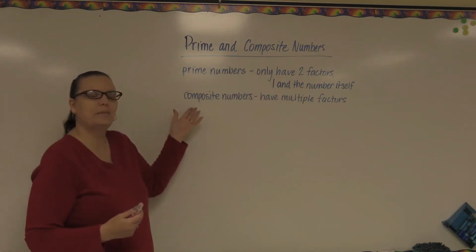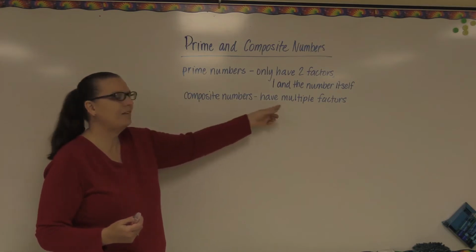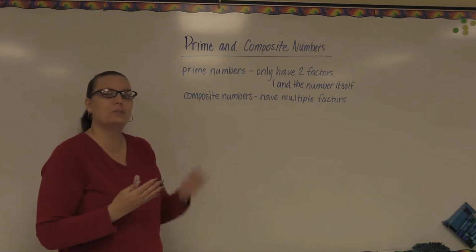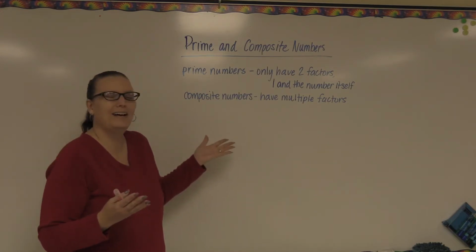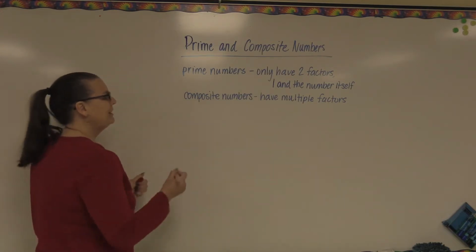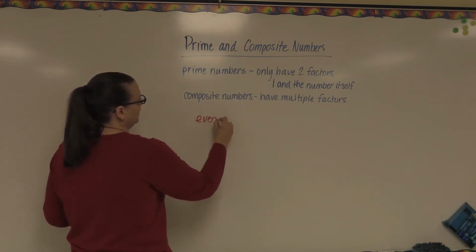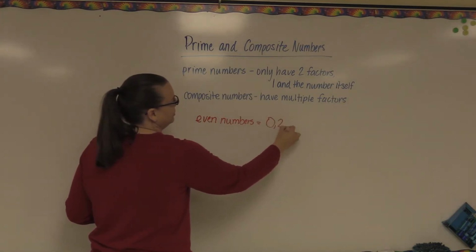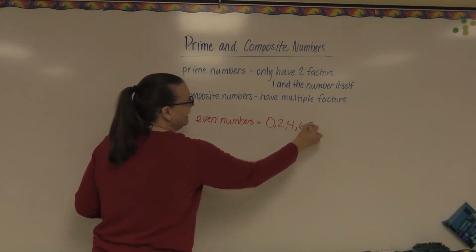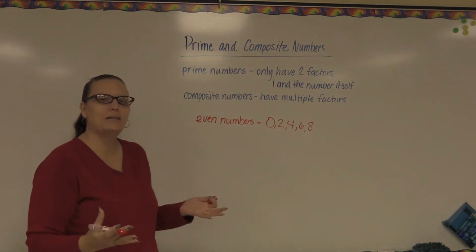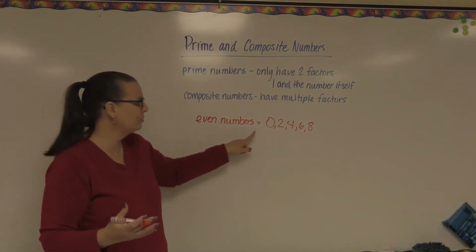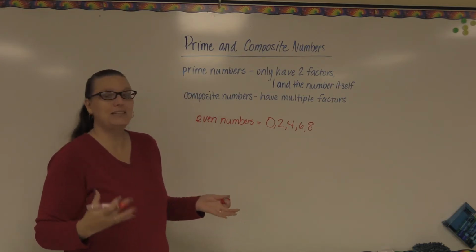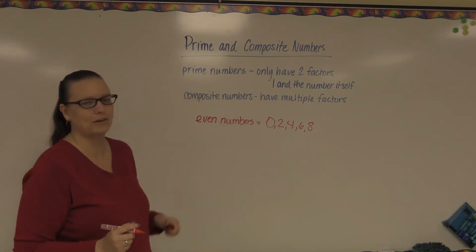Composite numbers are a little bit more complex. Composite numbers have multiple factors. One trick that I want to teach you to be able to tell whether a number is prime or composite is whether or not the number's even. Remember, even numbers are 0, 2, 4, 6, and 8. So whatever number you're talking about, if that last digit of that number is one of these numbers, you know that it's an even number and it can be divided by 2, which means it's a composite number. It's not a prime number.